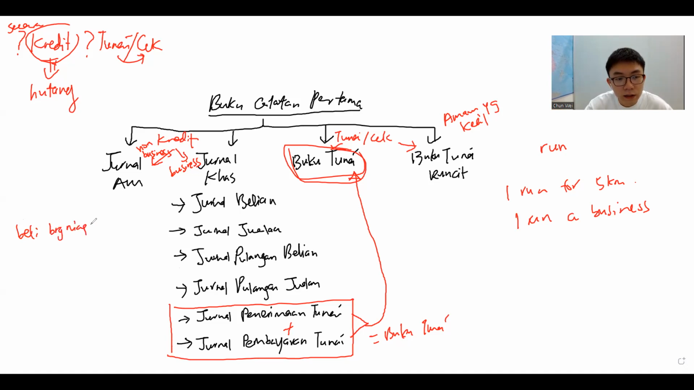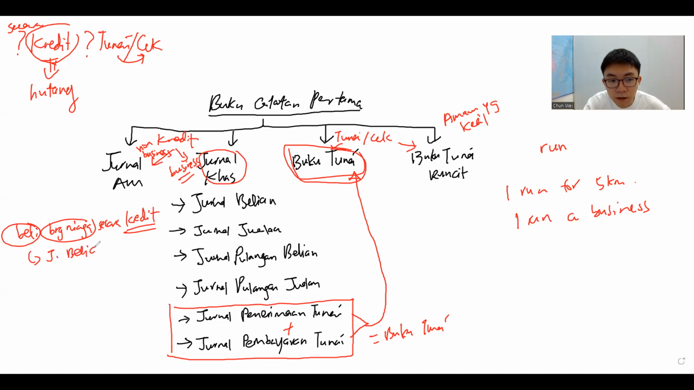barang niaga secara credit. So the first thing you ask yourself: is this secara credit or secara tunai? Secara credit. So if you know this is secara credit, you know that this goes into a journal. So now you ask yourself, is it a journal am or journal khas? So you beli apa? You beli barang niaga. Barang niaga is something about your business. So if it's related to business, meaning you buy and sell whatever is related to your business, then first, it is into journal khas. And because you beli, beli is the word for journal belian.